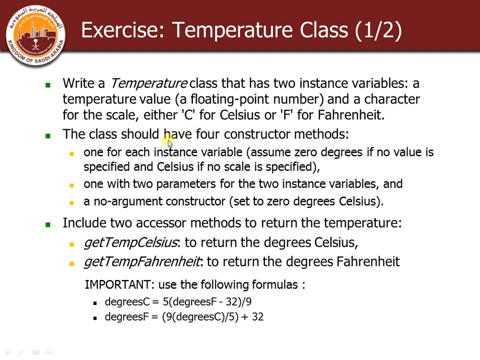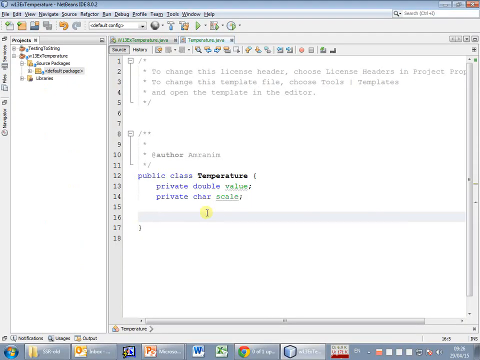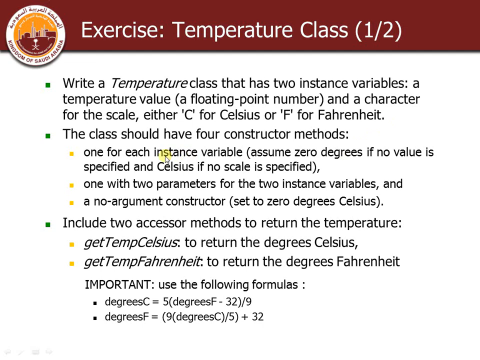Now we're going to start the work on the constructors. We said the constructor is a method that has the same name as the class. So I'm going to write public temperature, and then I am going to see what are the different constructors that I need to create, to define. So I'm having like 1 for each instance variable. That means I am going to have a constructor that takes only a double, and then another one that takes only a char. Assume 0 degrees if no value is specified, and Celsius if no scale is specified.